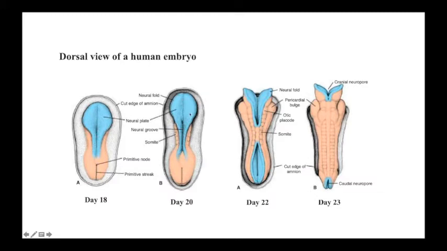With further development, the neural folds continue to elevate and approach each other, then fuse at the future cervical region of the embryo to form the neural tube. This fusion proceeds in cephalic and caudal directions to create a hollow structure that is lined with the neuroectoderm epithelium.